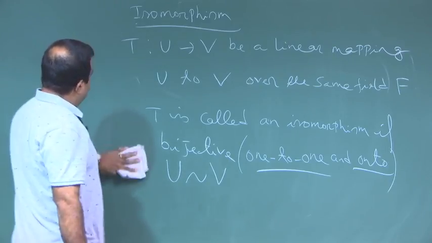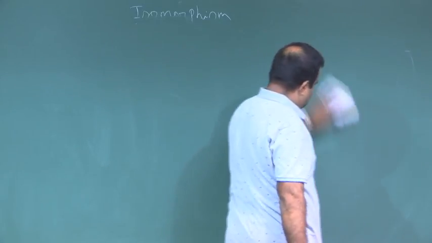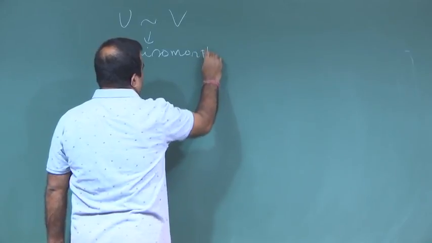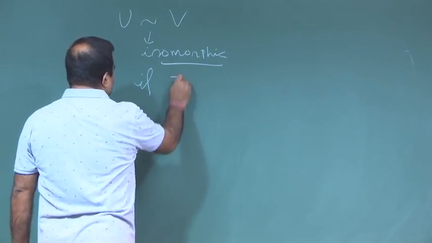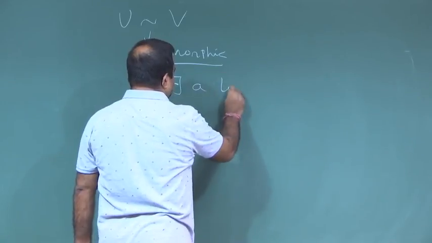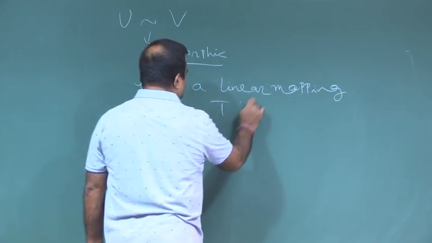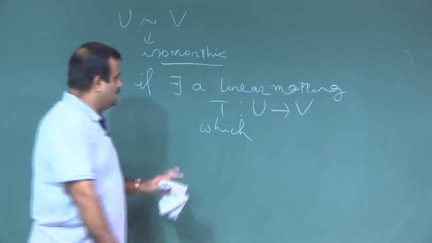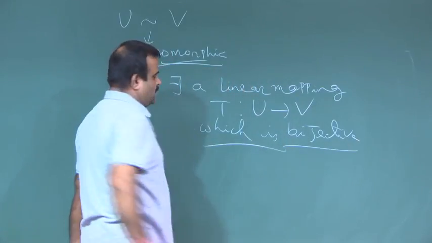So, that means, if there is a linear transformation which is bijective, then we call the two vector spaces isomorphic. So, U and V are isomorphic. We can use this symbol for isomorphic. So, U and V are isomorphic if there exists a linear transformation, a linear mapping T from U to V, which is bijective. So, that means, if there is an isomorphism between U and V, which is bijective, then we call these two vector spaces U and V isomorphic.